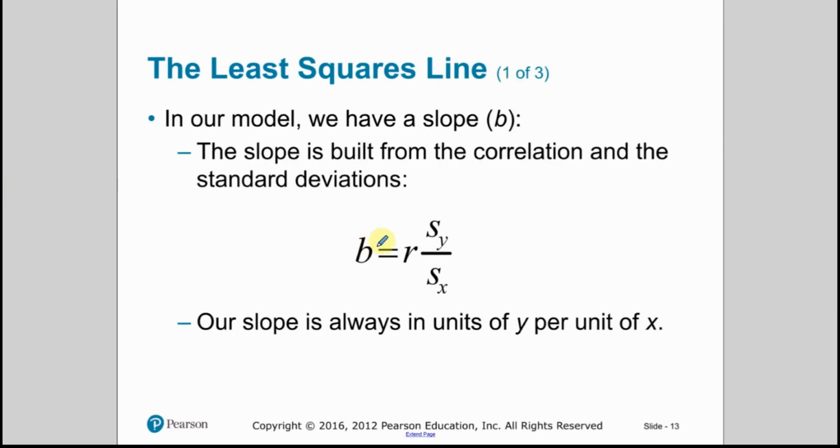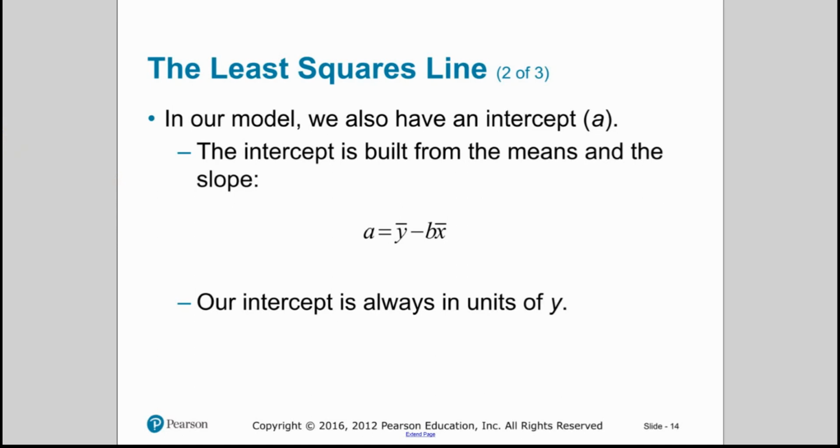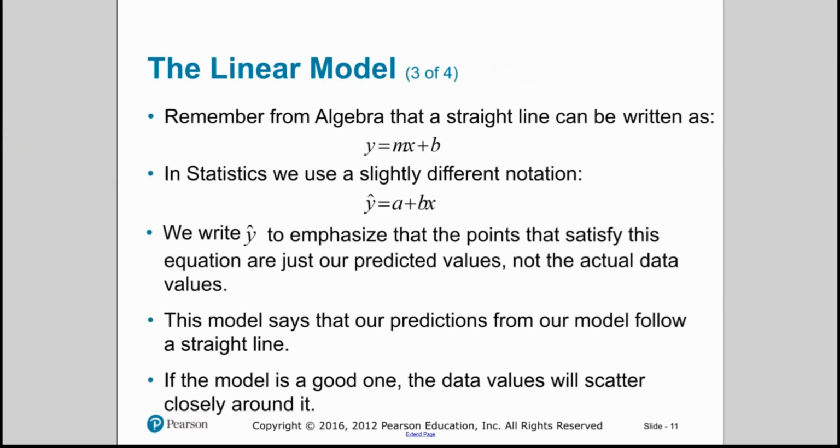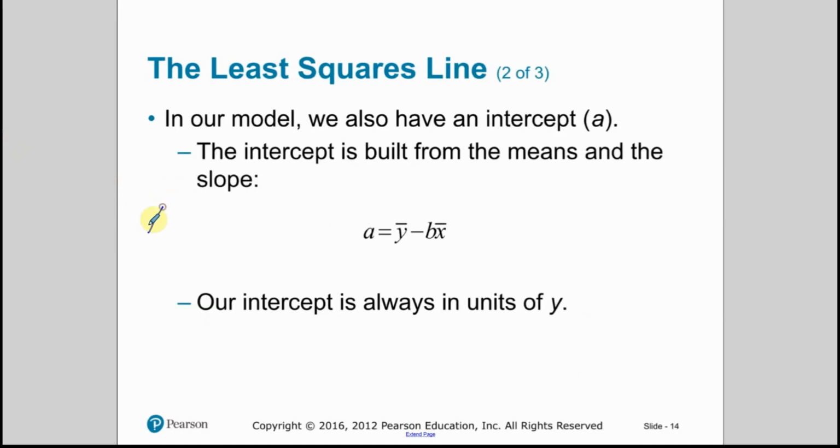All right, so here's a formula for calculating the slope: r times the standard deviation of y divided by the standard deviation of x. That's going to give us our slope. And recall from this, we have y hat equals a plus bx. So if we're going to write the equation of our line of best fit, we need two things. We need to know the slope, which is the formula that we just looked at a moment ago, and we need to calculate a.